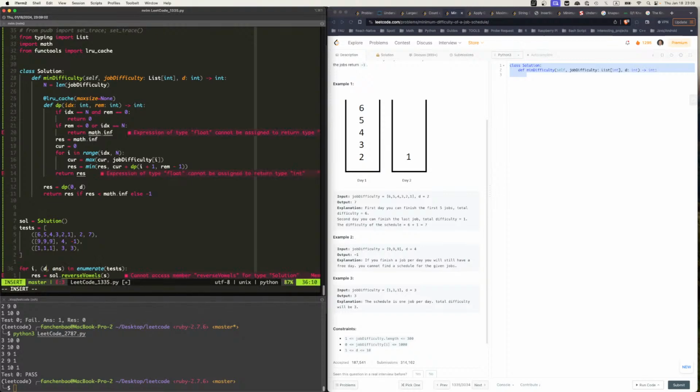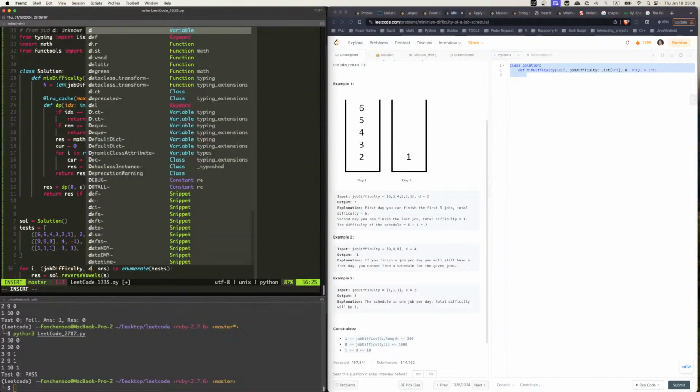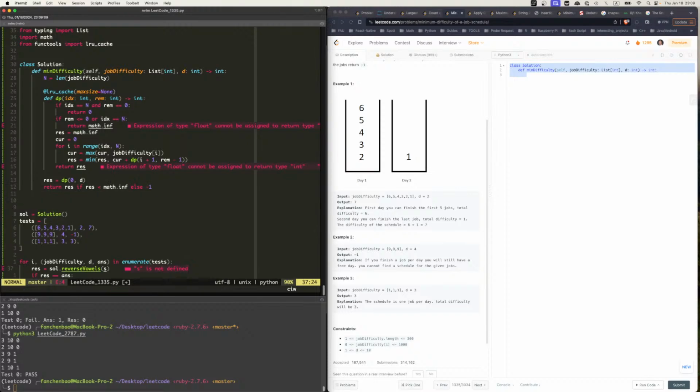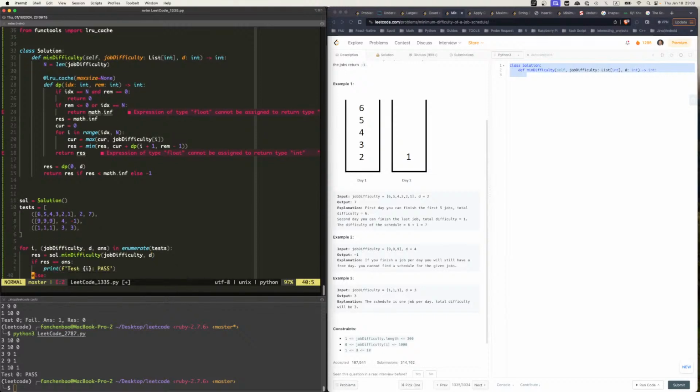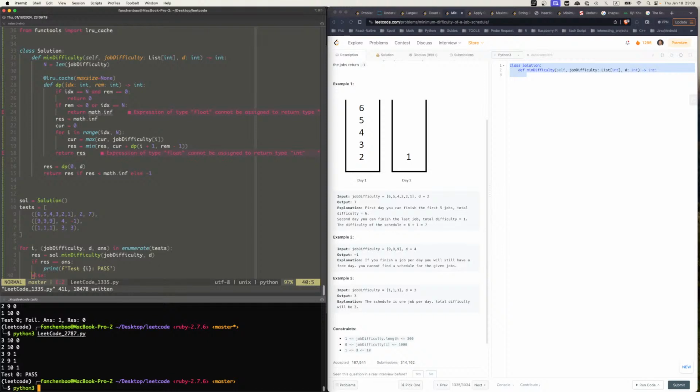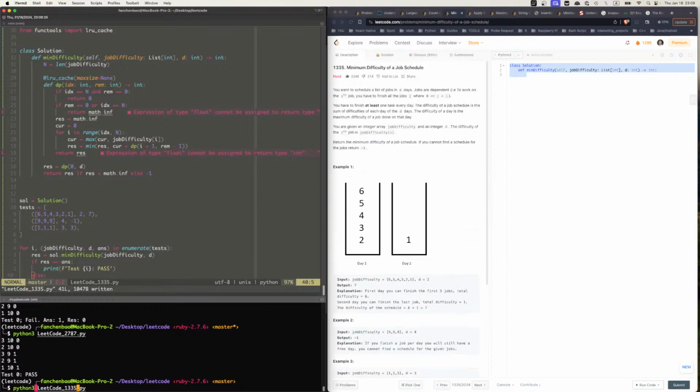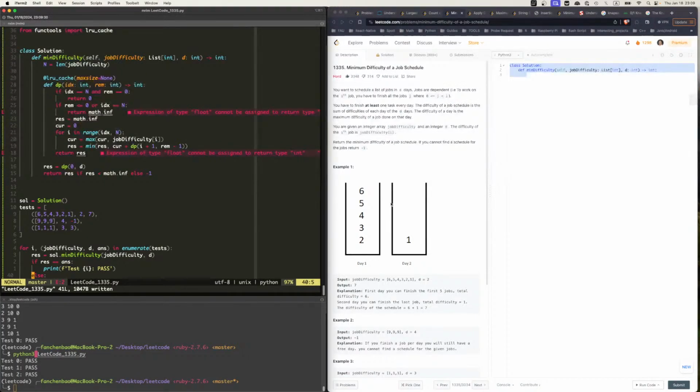So we have the job difficulty first, the main difficulty, job difficulty D. Okay. Let's run here. This one is [1, 3, 3, 5]. Okay, I think this is correct. 33K.